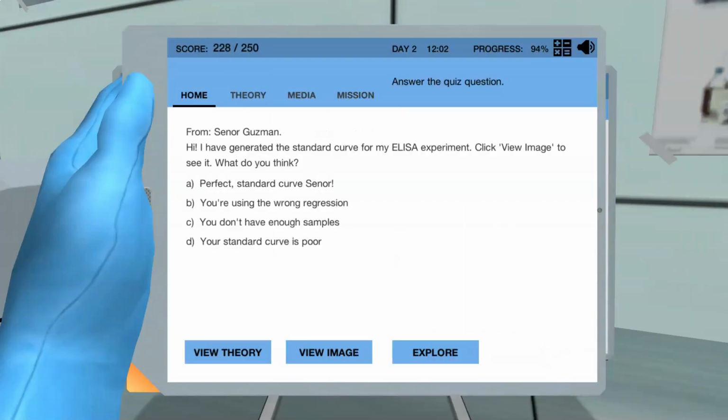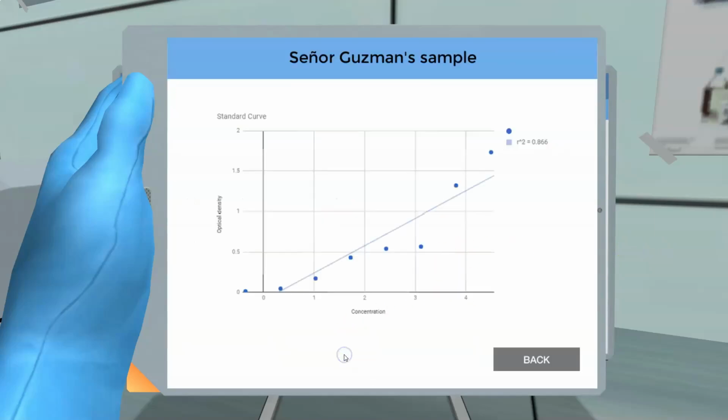From Senor Guzman: Hi, I have generated the standard curve for my ELISA experiment. Click View Image to see it. What do you think?